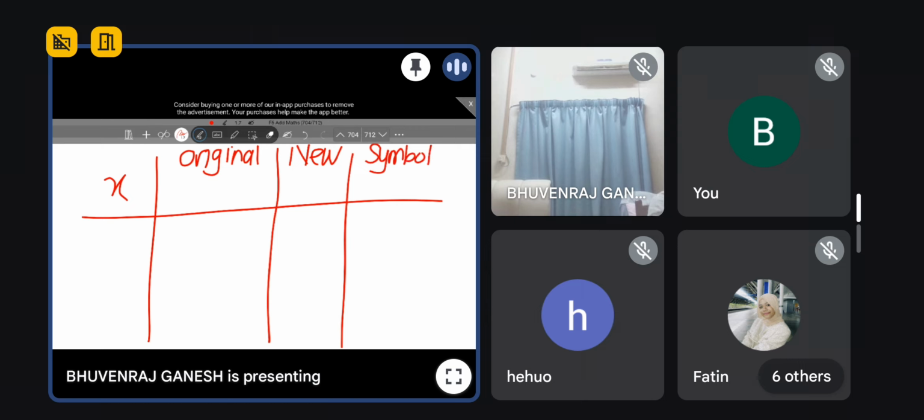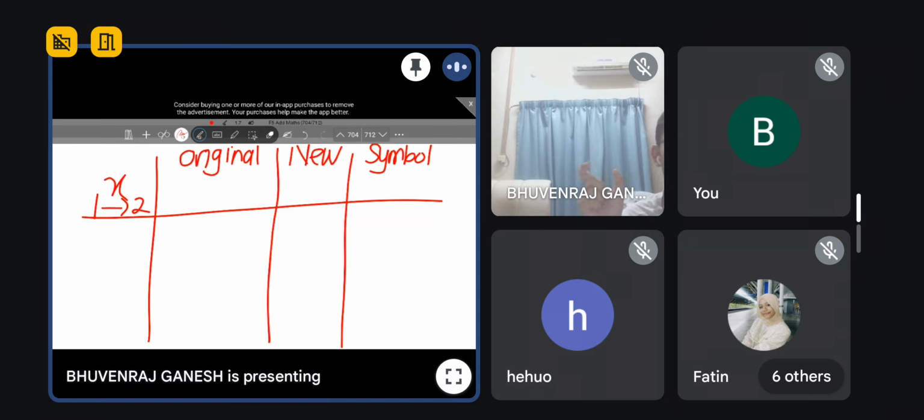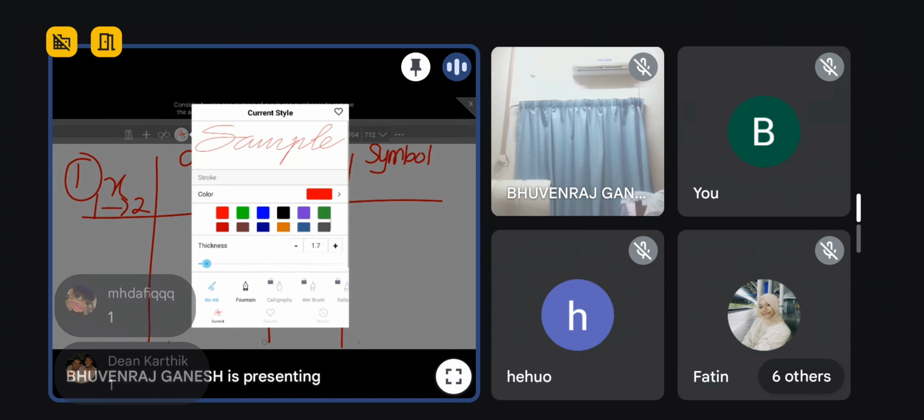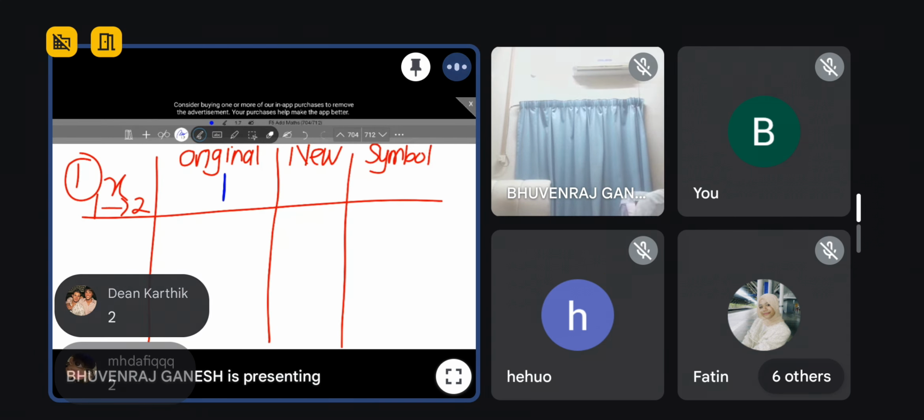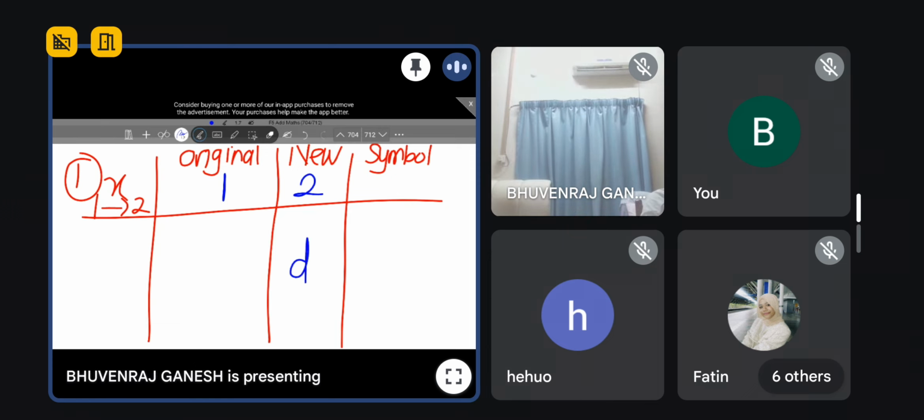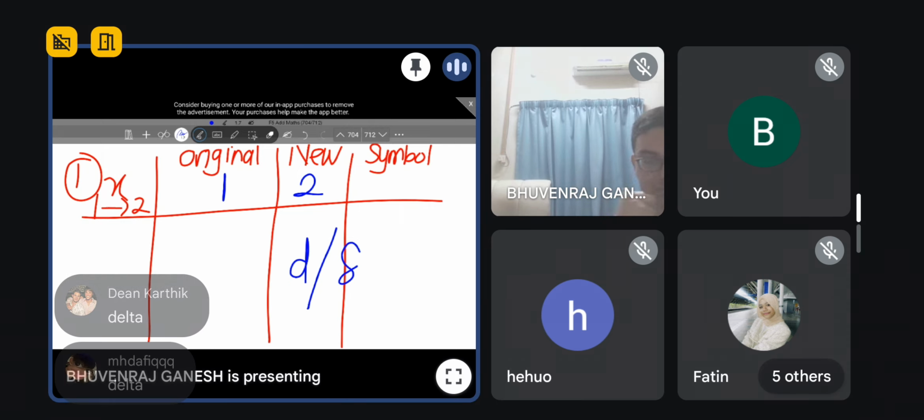So I show you all. Let's say X, right? Dari 1 dia pergi 2. Can I ask you? Nilai X asal tu apa? What is the original value of X here in the first situation? Very good. Nilai asal X kita kat sini adalah 1. Apa nilai baru kita? What is our new value? 2. Very good. Okay, now the symbol. Adakah kita guna simbol D atau simbol delta untuk menggambarkan perubahan ni? Do we use D or delta?